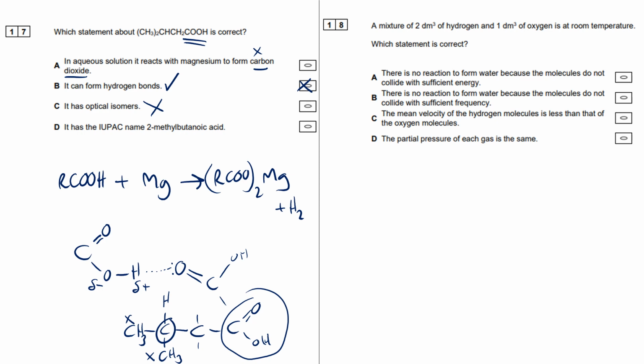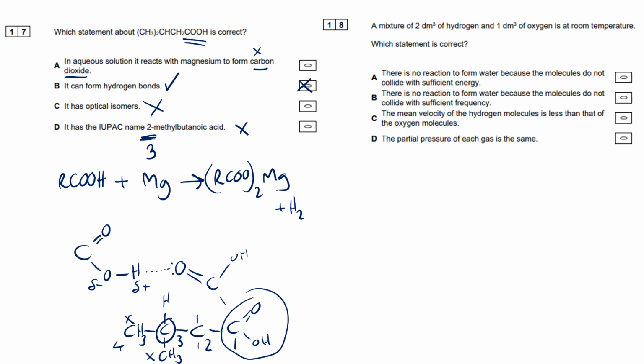Does it have the IUPAC name 2-methyl butanoic acid? Carbon 1 is always where the carboxylic acid is. You've got carbon 1, carbon 2, carbon 3 and carbon 4. The methyl group's actually on carbon 3, not carbon 2. So statement D is incorrect.